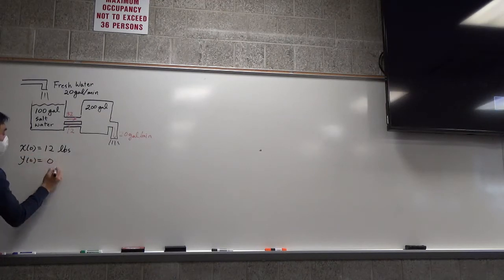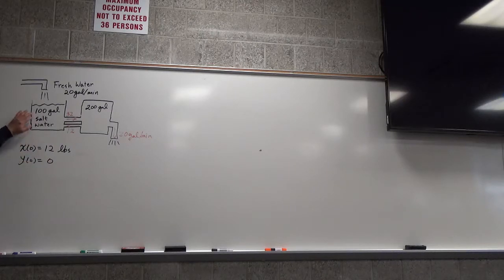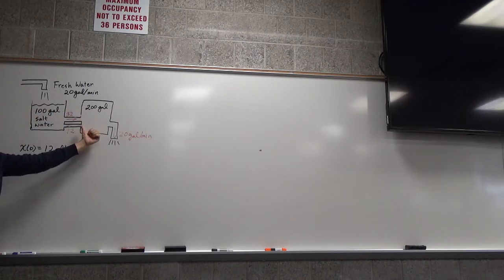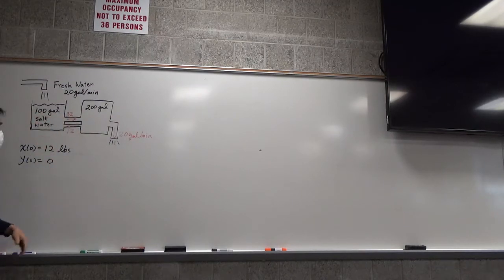Initially, the second tank will be fresh water. So there's 12 pounds of salt mixed with 100 gallons of water here, and 200 gallons of fresh water here. And let's assume that 20 gallons is coming in here, and then 32 gallons are going there, whereas there's 12 gallons coming back. So there are some pumps built between the tanks so that there's constant flow of water this way and that way. All the units are gallons per minute.